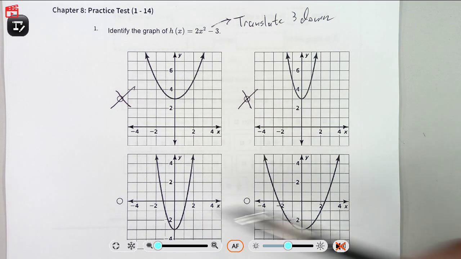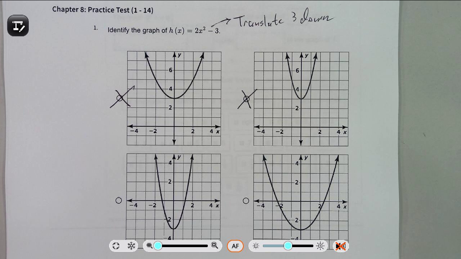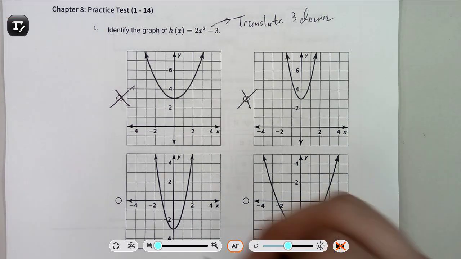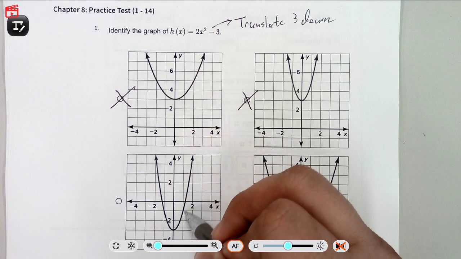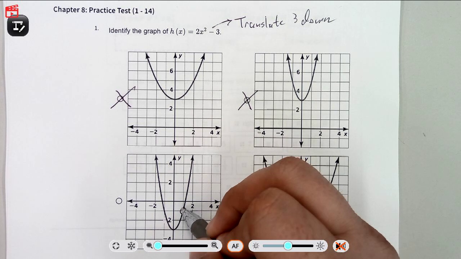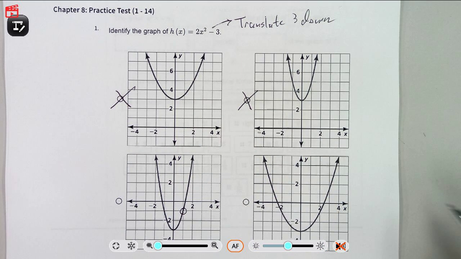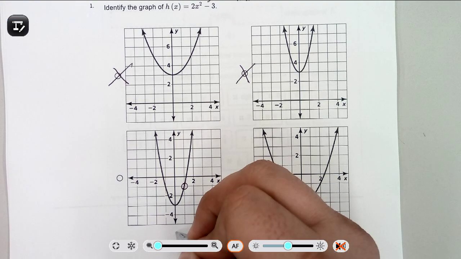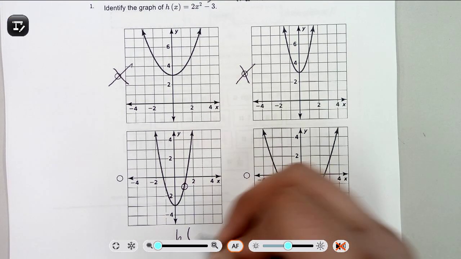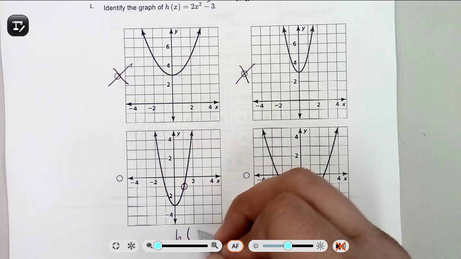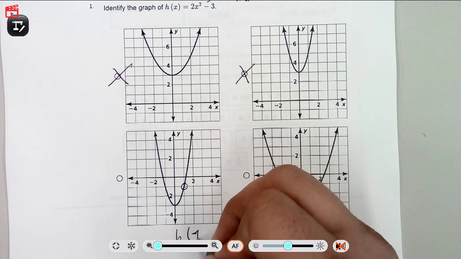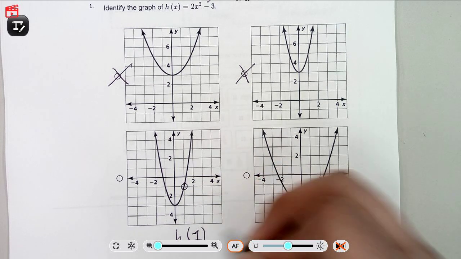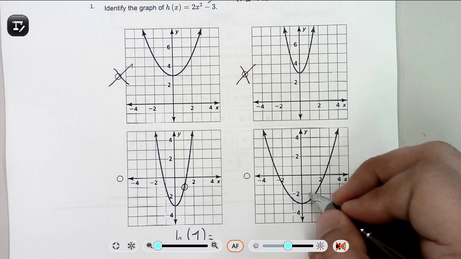I also know from my a value that we've been vertically stretched, but I have to actually check a couple coordinates to see. So we're going to try this one first, and I'm going to try the coordinate 1 comma negative 1. So I'm going to input 1 into my function and see if the output is negative 1 to confirm that this is correct. And if it's not this one, then it must be this one.